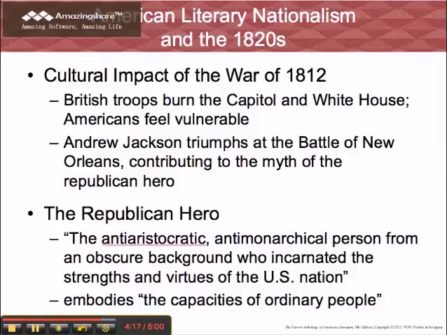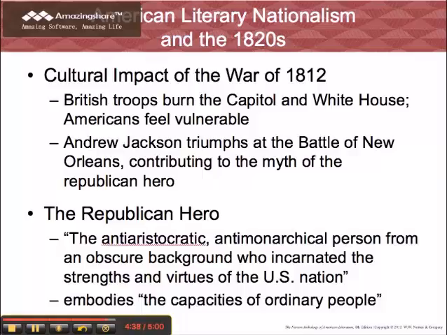Two of the major cultural moments in the War of 1812 were the burning of the Capitol and White House in 1814, which left Americans feeling vulnerable and weak as a national power, and Andrew Jackson's improbable victory over the British at the Battle of New Orleans in 1815, which gave Americans a renewed sense of national pride.